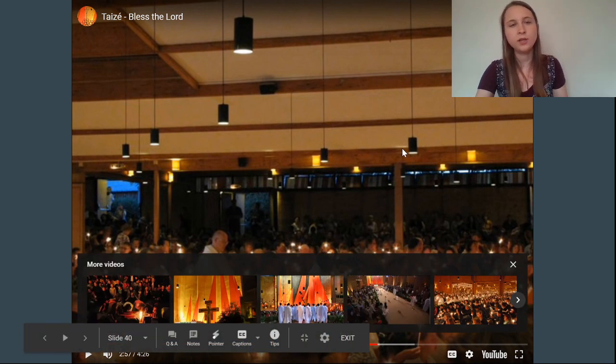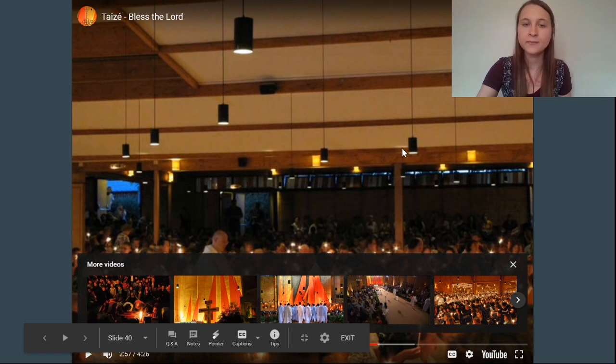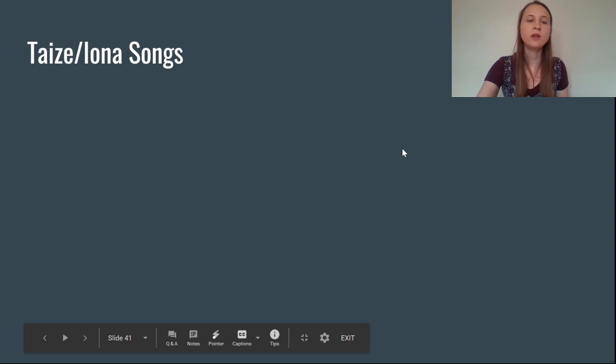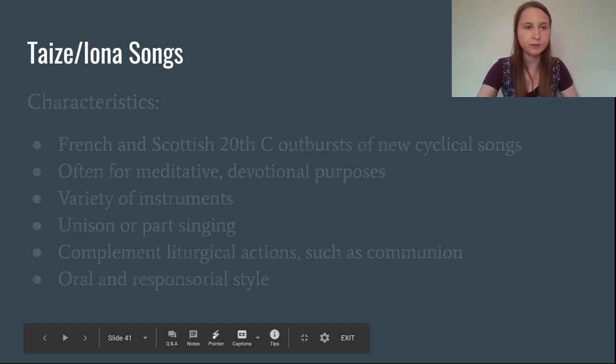Yes, and eventually a soloist comes in and sings verses on top of that lovely refrain. This is a song from the Taize community. Also, Iona songs are kind of lumped into this genre.